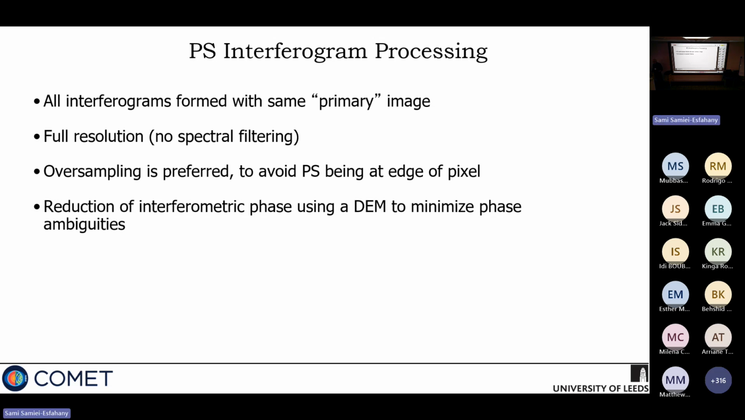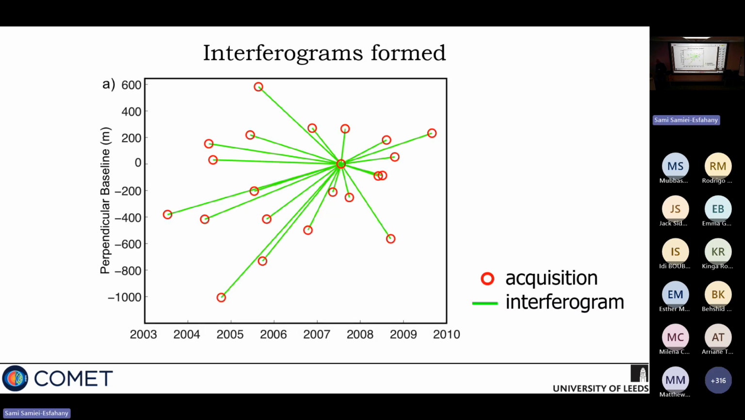You want to keep full resolution, and in fact, you might even want to oversample. Most people don't do this, but it's slightly preferred to oversample. Then you want to make all the usual corrections. So remove the topography, that's the main thing. So flatten it and remove the topography. You need to do that. Right, so that's just the first step.